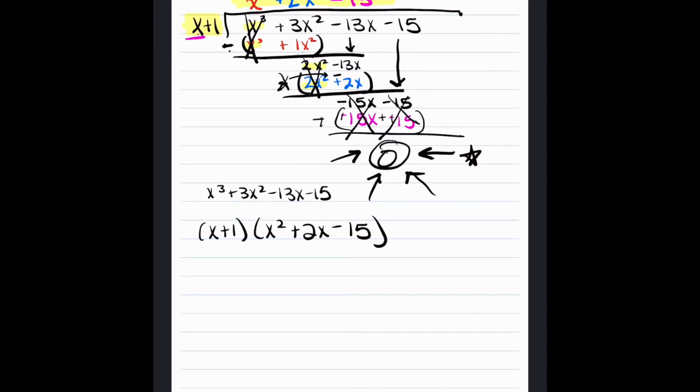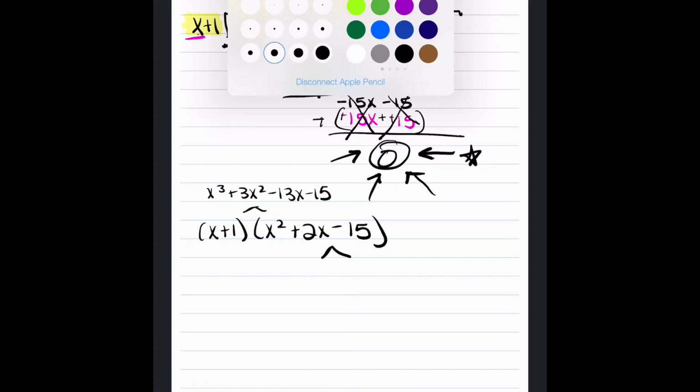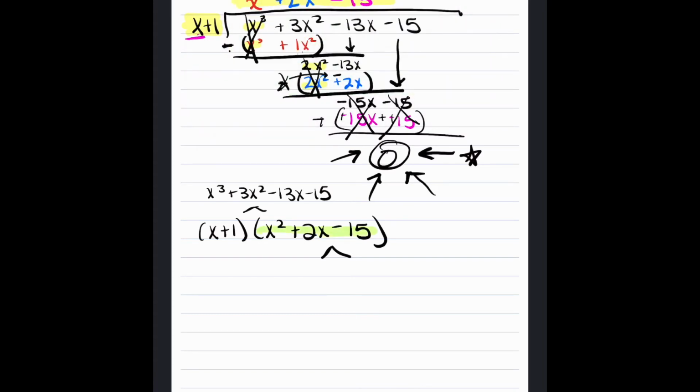We factored it down to these two, and then we can actually factor this second parentheses even further. So I'm going to go ahead and factor the x squared plus 2x minus 15. I can do that by creating a giant X, remember, putting the last term on top, so negative 15, and then the 2x on the bottom.